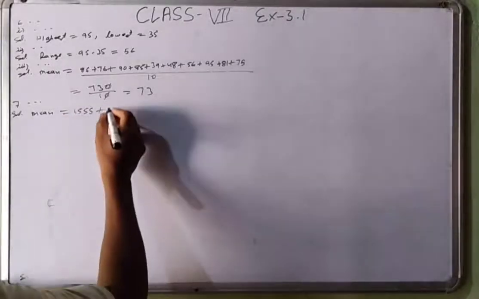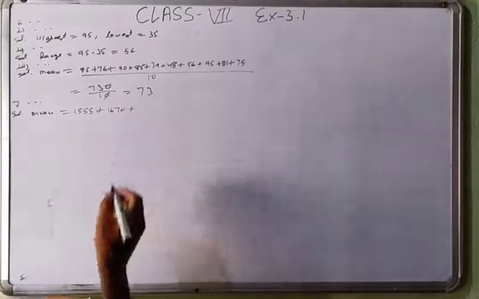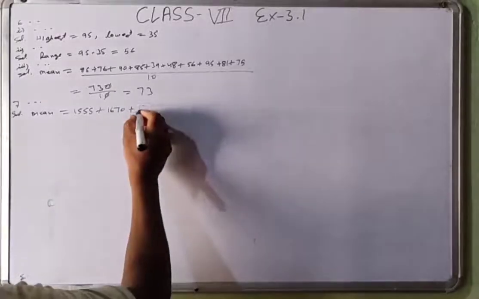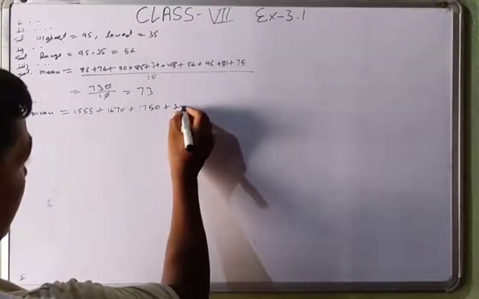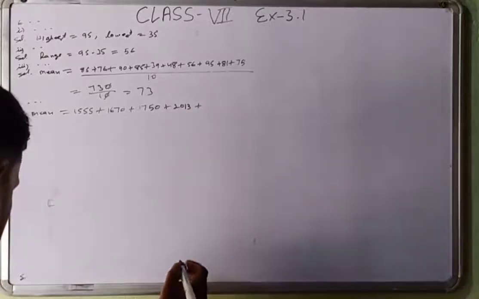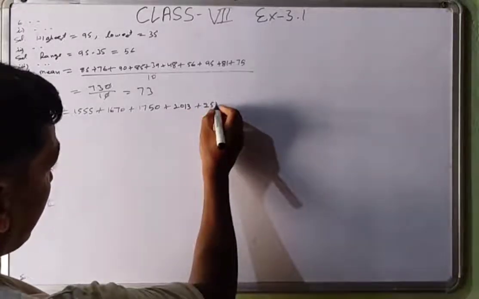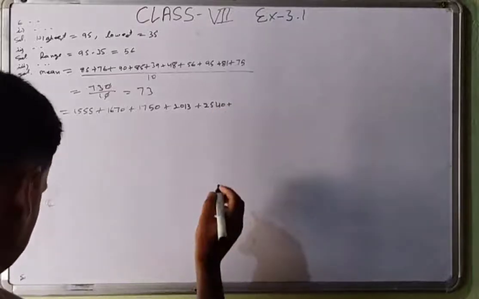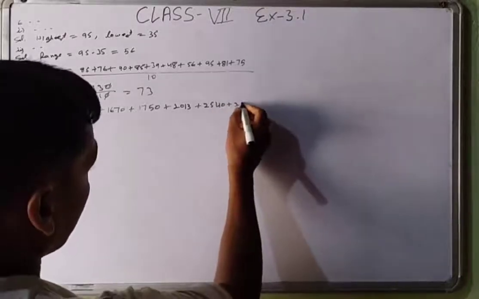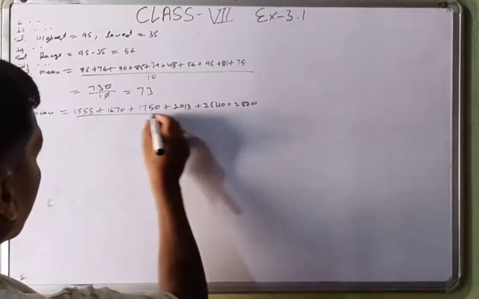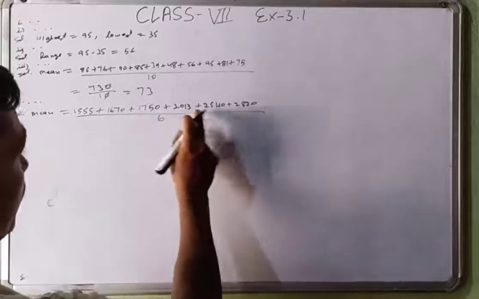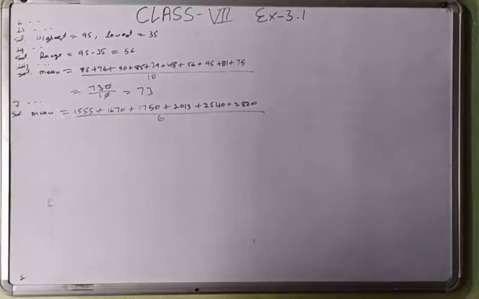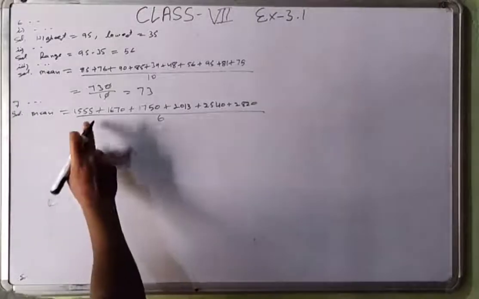plus 1670 plus 1750 plus 2013 plus 2540 plus 2820, upon 6, since there are 1 2 3 4 5 6 entries. Here also we can count 1 2 3 4 5 6, right? And then add them all.